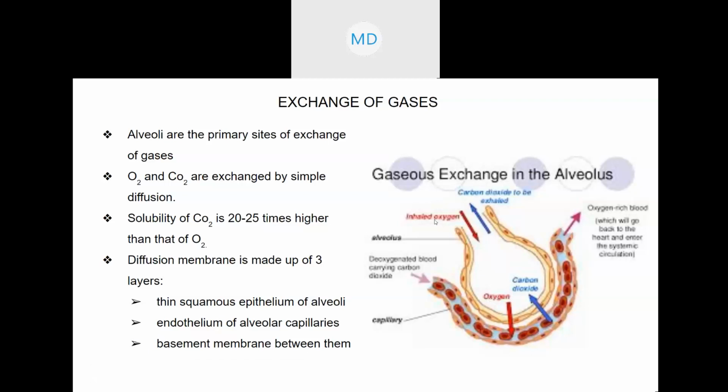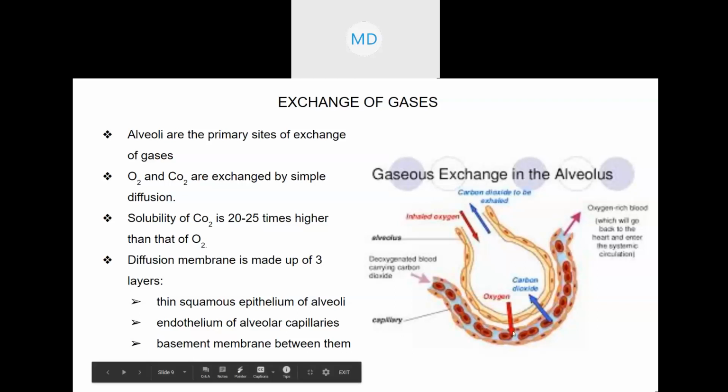Then the oxygen present in the inhaled air will get outside. So a replacement happens: carbon dioxide will get inside, oxygen will go outside. The impure blood was there, carbon dioxide present; that carbon dioxide got inside, oxygen got outside, and the impure blood became pure, right?